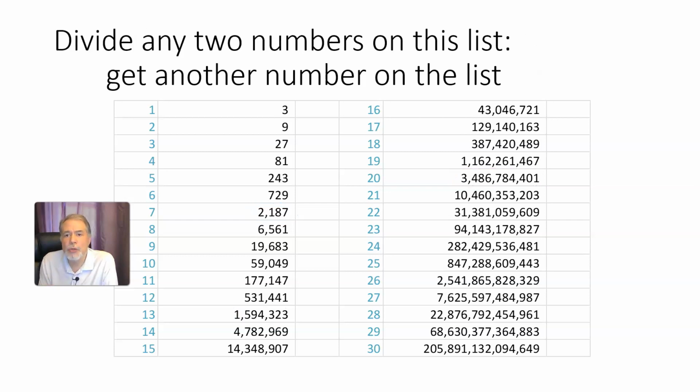Now, this also works with division. I can take any number on the list and divide it by any other number on the list, and the result will also be another number that's on the list. Again, you can try this for yourself if you want. You're welcome to pause the video and try it out, but I'll do an example. We'll take the number here, 43,046,721, and we'll divide it by 729.